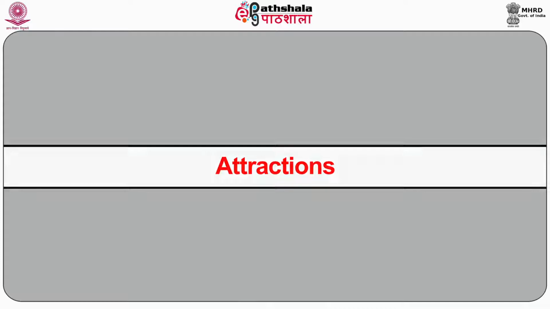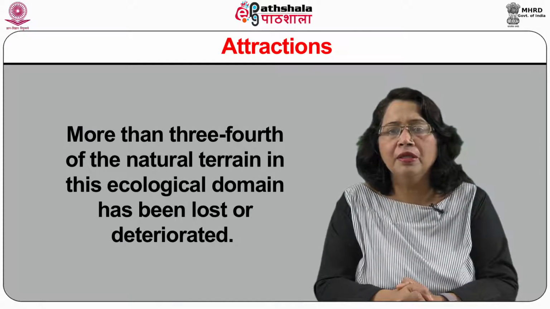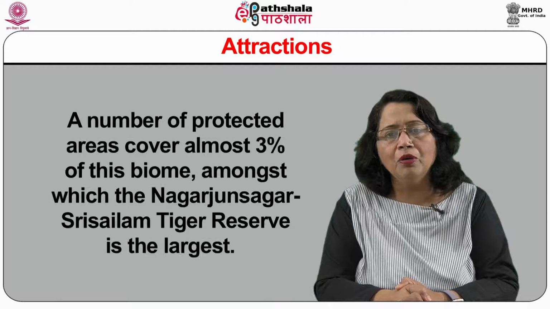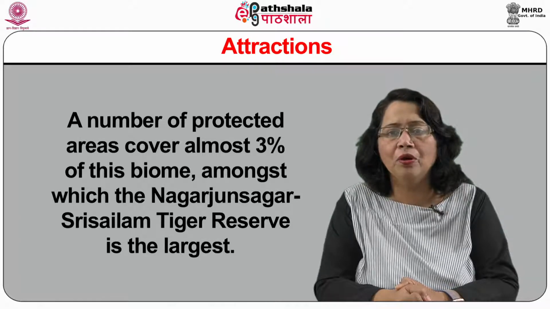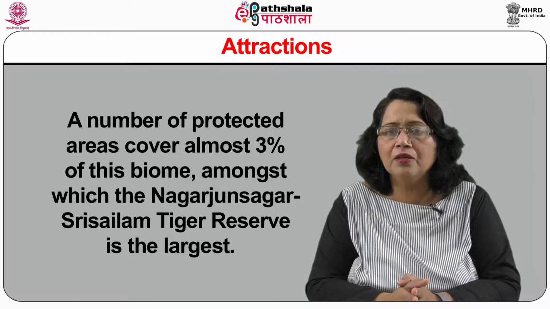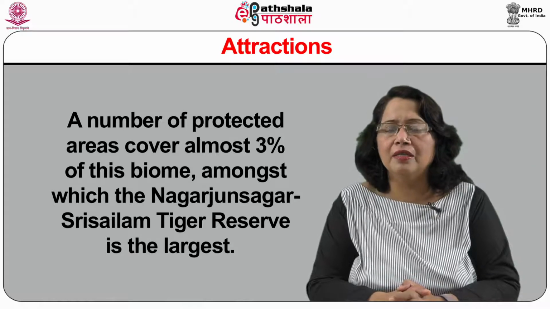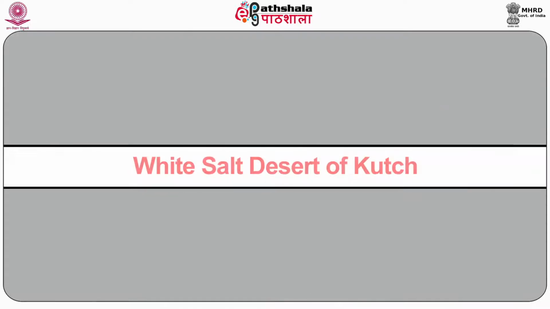More than three-fourths of the natural terrain in this ecological domain has been lost or deteriorated. A number of protected areas cover almost 3% of this biome, amongst which the Nagarjuna Sagar Srisailam Tiger Reserve is the largest. White Salt Desert of Kutch.